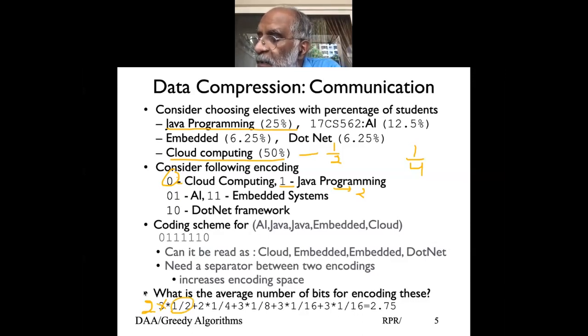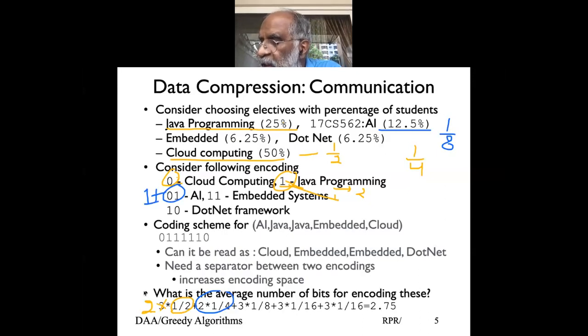Plus my Java is taken by 25%. Java's encoding is 1 bit size plus 1 separator, so 2 into 1 by 4. Plus if you look at AI, it is taken by 12.5%, that means the probability is 1 by 8. Now AI encoding is 2 bits plus 1 for the separator, which means 3 bits.